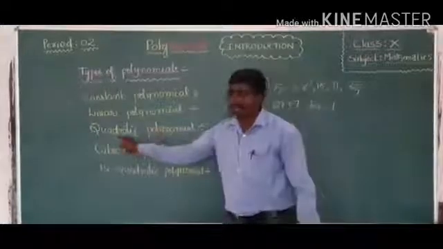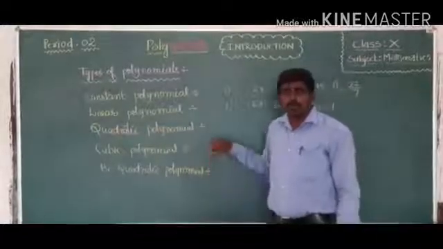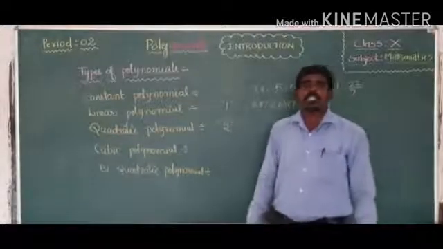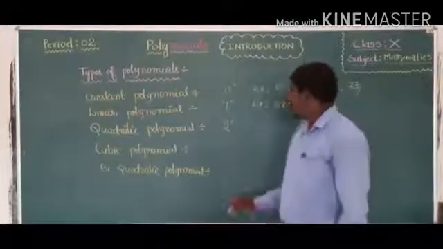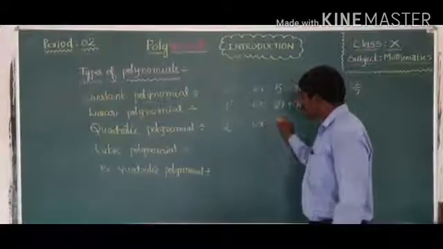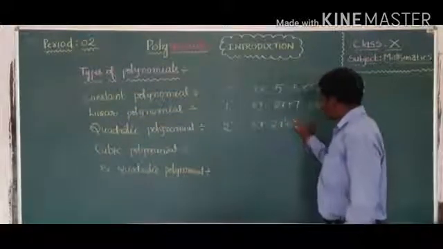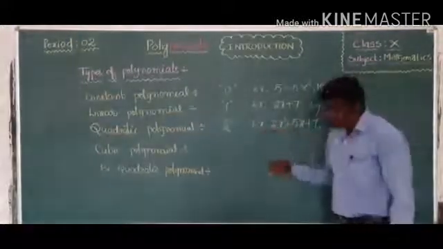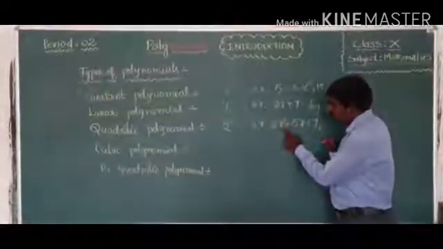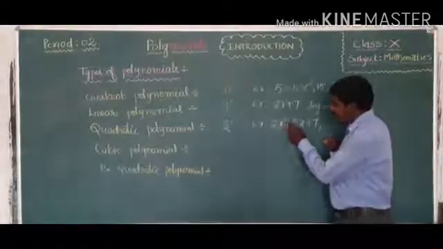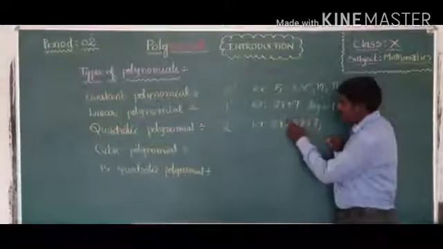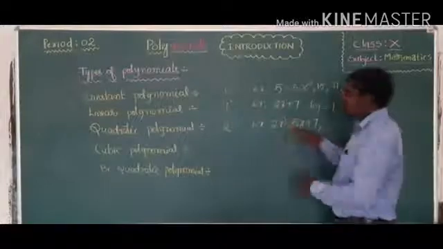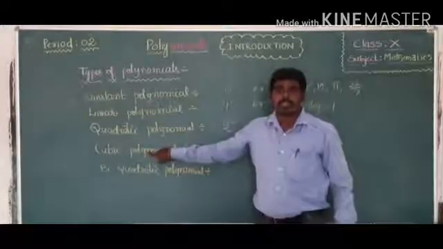And the next one is the quadratic polynomial. A polynomial of degree 2 is called a quadratic polynomial. One example I will give you: 2x square plus 5x plus 7. Here the variable is x, the highest power is 2, and here the power is 1. So the highest power is 2, and the degree of this polynomial is 2. So it is called a quadratic polynomial.